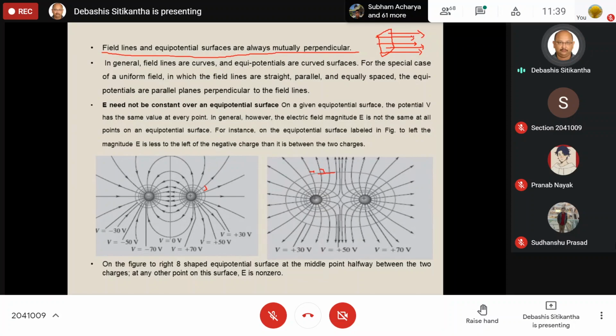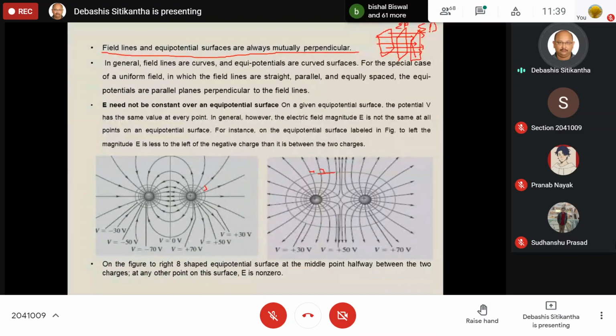Okay, in this case, the equipotential surface is not going to be curved, rather it is going to be perpendicular to the electric field lines. And the equipotential surfaces are going to be parallel to each other. So this is one equipotential surface. The other equipotential surface again is going to be parallel to the previous one. So this is how the equipotential surfaces are going to look.